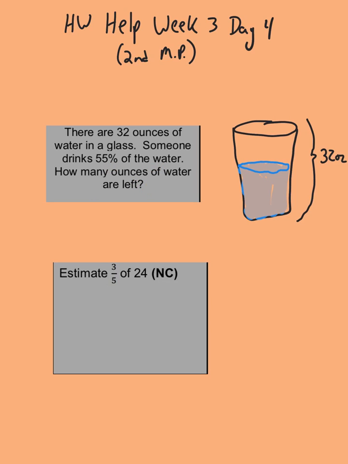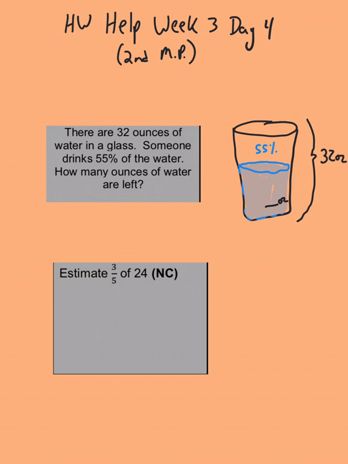So here's what I drew. The whole glass when full is 32 ounces. This is the water that's left. This empty spot up here is what someone drank. Now it says someone drinks 55% of the water, so that means this empty spot would be the 55% that someone drank. Now we have to figure out how many ounces of water are left. So we've got to figure out the number of ounces of water in the shaded blue part.